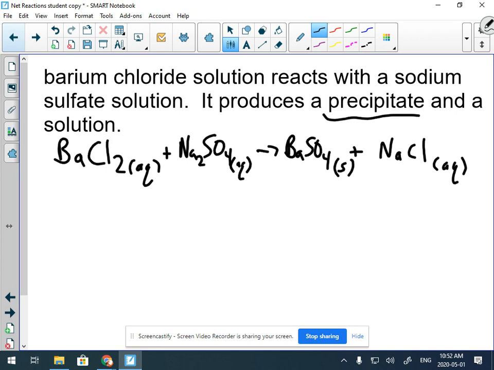Now, this is not balanced. If we look over here, we have 2 chlorides and 2 sodiums, so we just got to put a 2 right there. Now, we're not done.